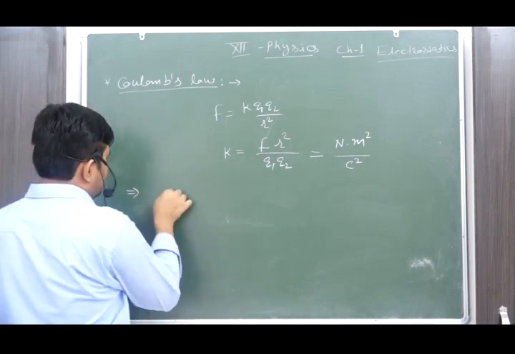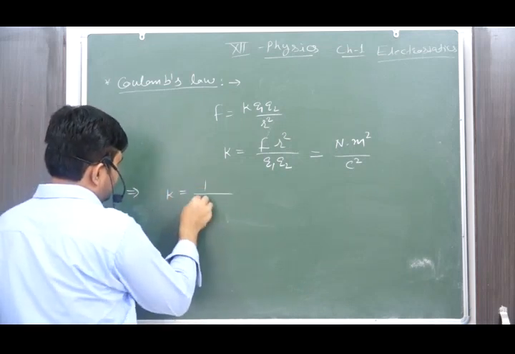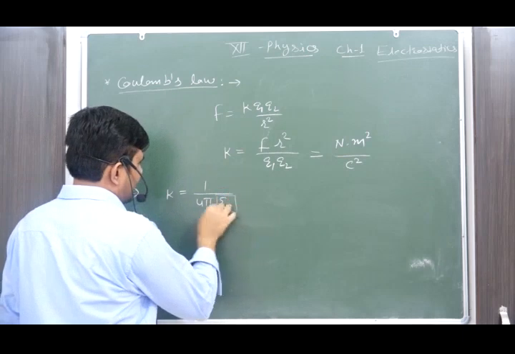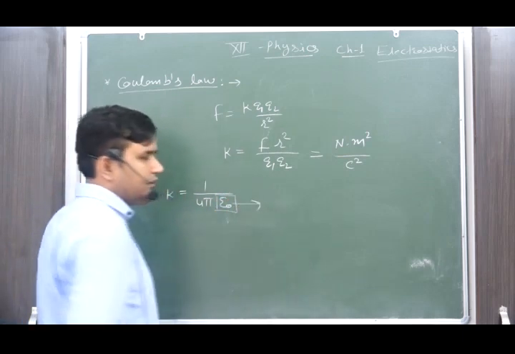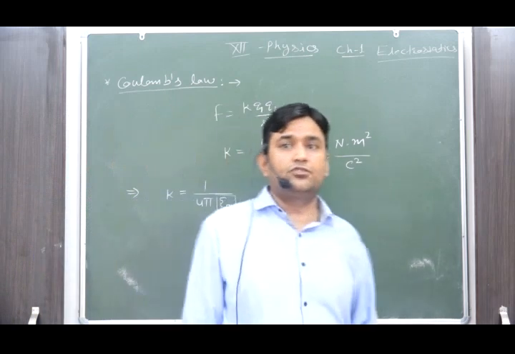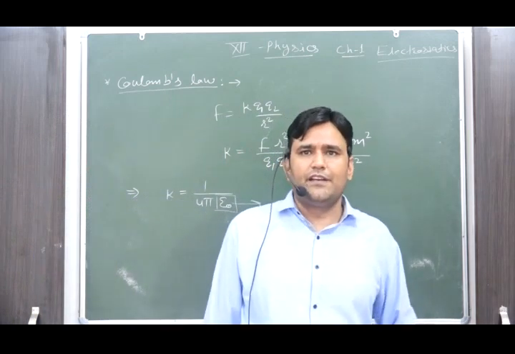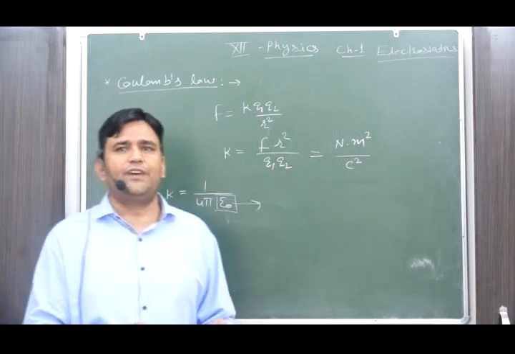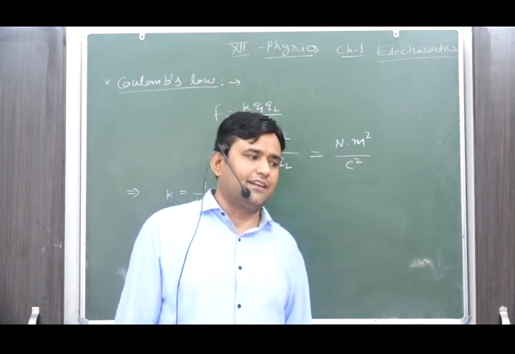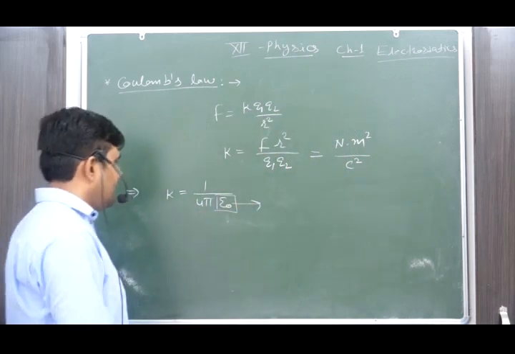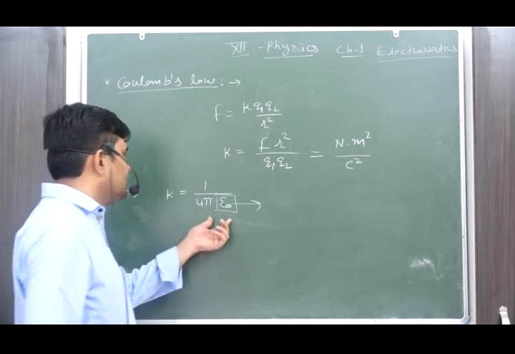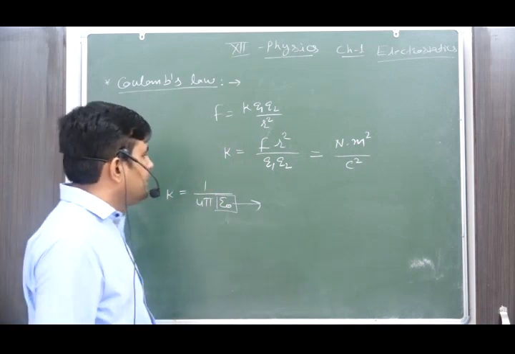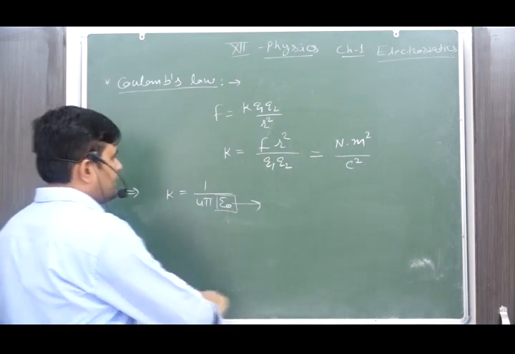Next, we consider the value of K, which is 1 upon 4 pi epsilon naught. Here we consider this value epsilon naught, what is it? Because it is the new quantity introduced into these formulations, we conclude the value of epsilon naught as 8.85 into 10 to the power minus 12. But here again, the unit of epsilon naught. Are you able to get the unit of epsilon naught? Here you have the unit of K. We are trying to calculate it in terms of K.